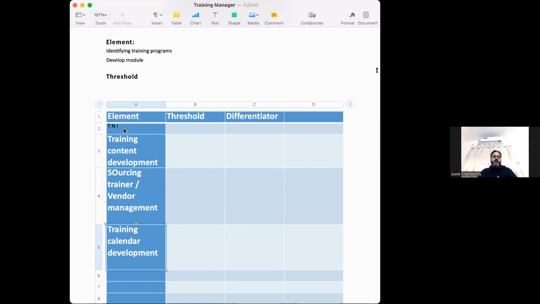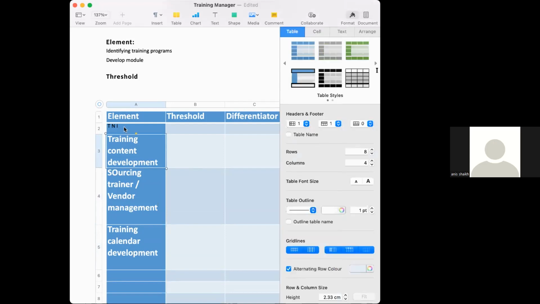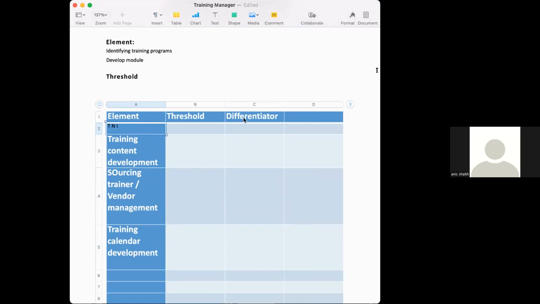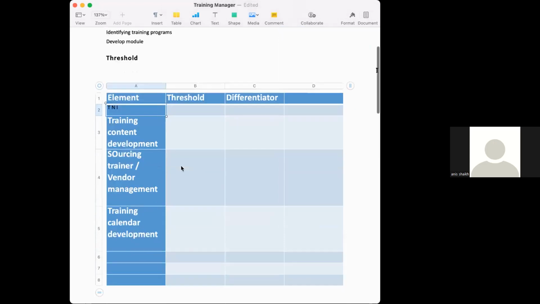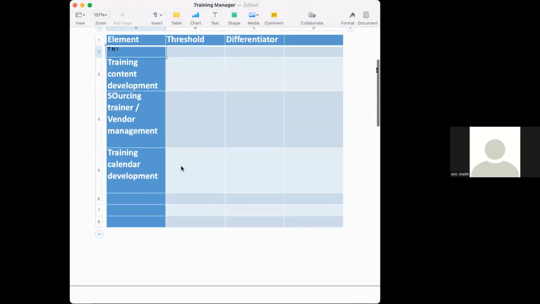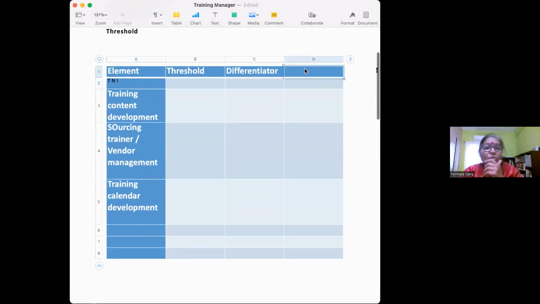Then training calendar development. I think for TNI in the threshold, normally we take this TNI two ways, either from PMP and the supervisor interview, correct? Or line manager interview, what we should say that. To get what exactly training they wanted to enhance in the team to take it to the next level. I'll just give you leads, guys.